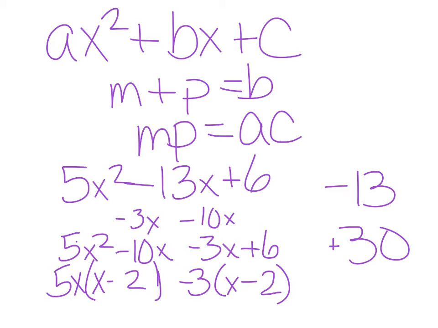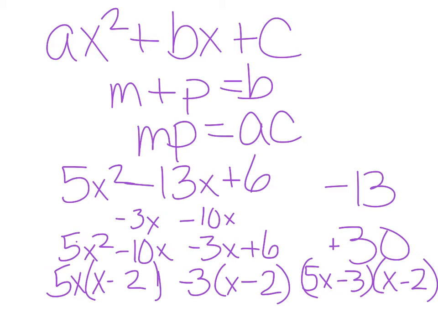Now, hopefully you see something here. You notice that we have 5x times x minus 2 and negative 3 times x minus 2. And now you can factor that out to look like this: 5x minus 3 times x minus 2. And that is how you do that.